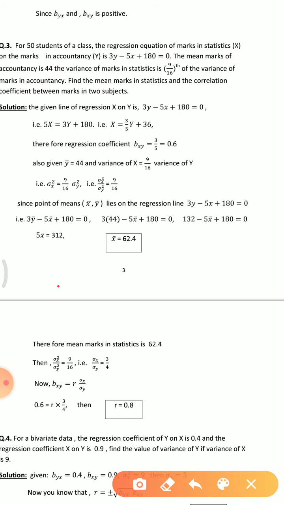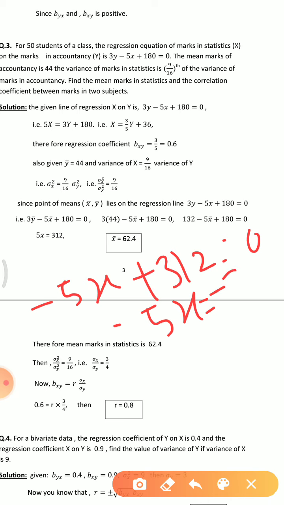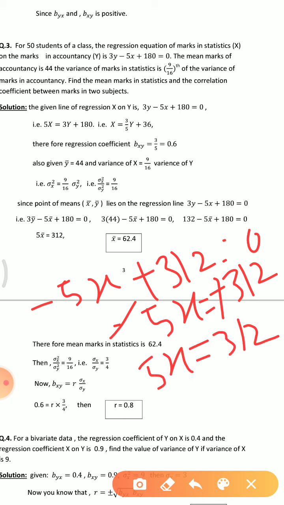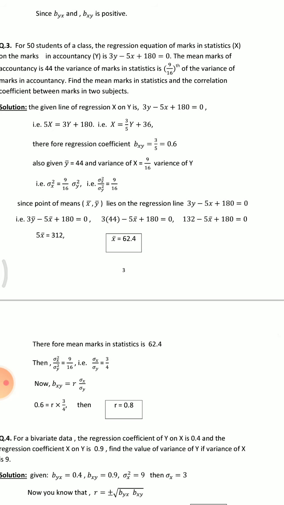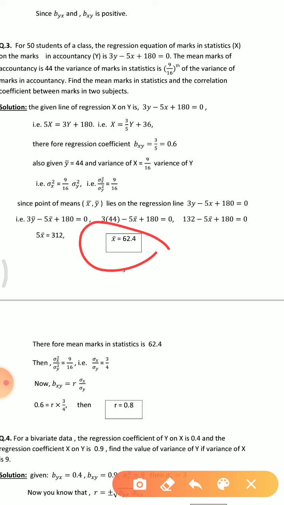That means the equation becomes minus 5x plus 312 is equal to 0. Shifting this 312 to the other side, minus 5x is equal to minus 312. Both sides the minus sign gets cancelled, remaining 5x is equal to 312. Dividing both sides by 5, the value of x becomes 62.4 here. That means x bar is equal to 62.4.